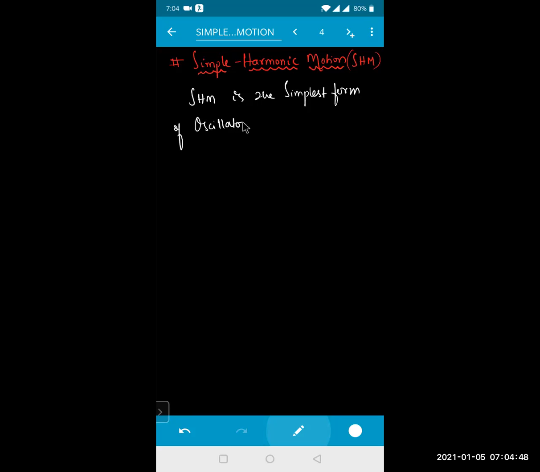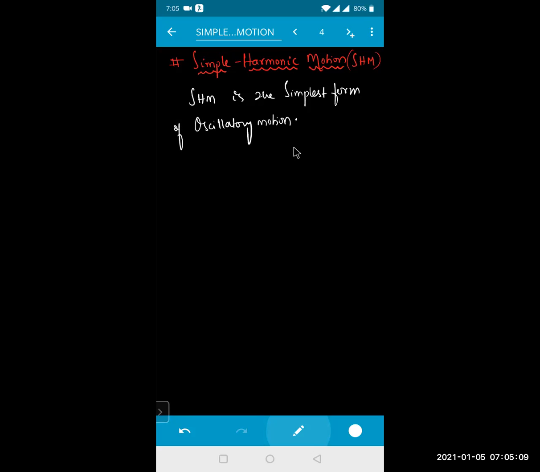The simplest form of oscillatory motion we are going to study is called simple harmonic motion. Now in oscillatory motion, what is happening? The particle moves to and fro from its mean position, such that some restoring forces or torques are responsible for bringing the particle back to the mean position.